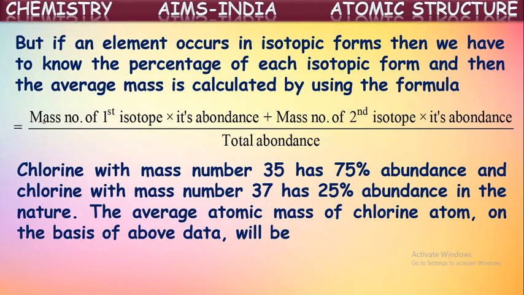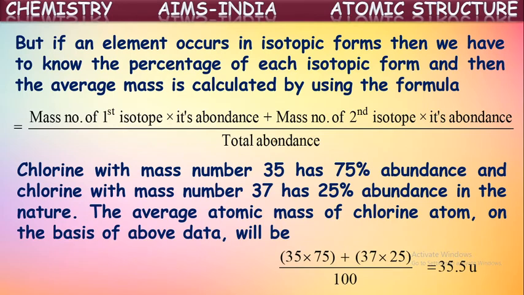What can we do? The mass number of the first isotope. What is the first isotope's mass number? 35. So let us substitute that. 35 multiplied by its abundance, which is 75%. So the mass number of the first isotope, 35, times its abundance, 75, plus the mass number of the second isotope, that is 37, times its abundance, 25%. Total abundance means the sum of these two. How much do we get? 100.